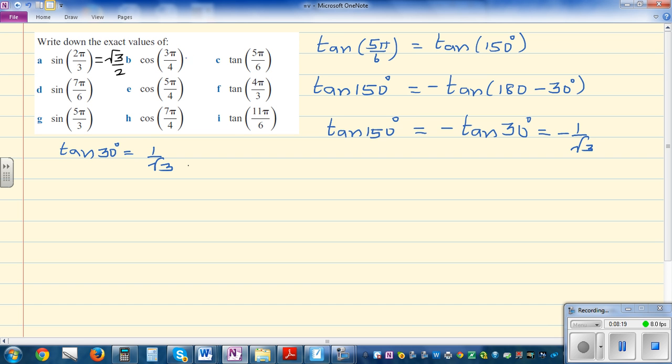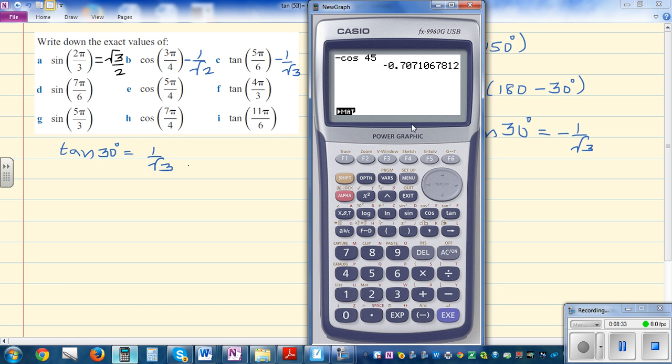So here we got the answer. This was minus 1 over root 2, and here the answer is minus 1 over root 3. So let's confirm the answer. Tan 150. Let's first do what is minus 1 over root 3? Minus 1 divided by root 3. Okay, minus 0.577. Let's cancel that and tan 150. 150 should be the same answer.